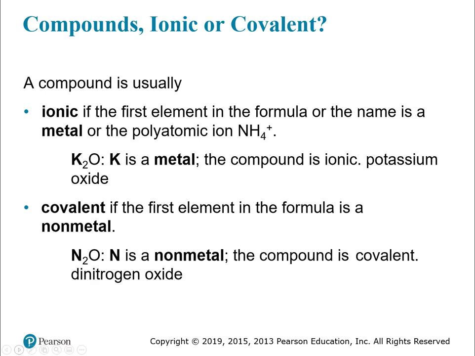We've learned about ionic and covalent compounds. We need to be able to identify which is which. A compound is usually ionic if the first element in the formula or the name is a metal or a polyatomic ion like ammonium. That's the only one that's positive. So if you see a metal or you see ammonium, it's probably ionic. You usually have a covalent compound on your hands if you're looking at all nonmetals. The first element is going to be a nonmetal versus a metal.